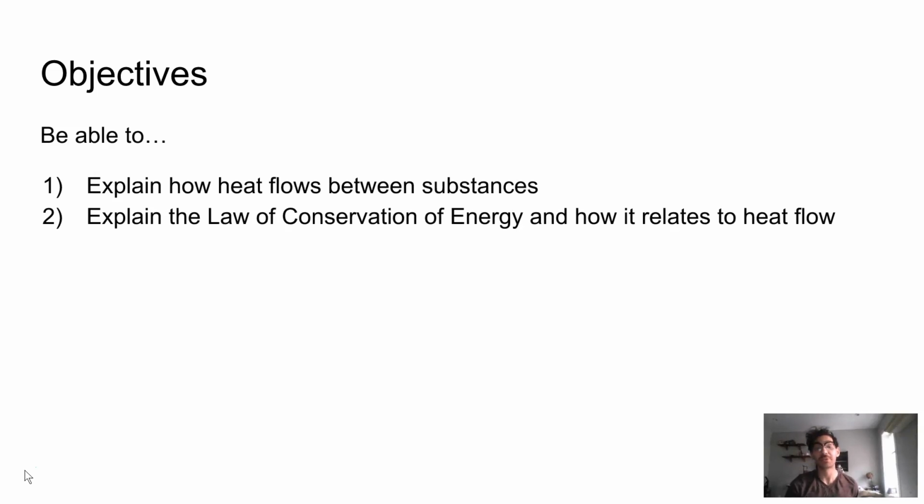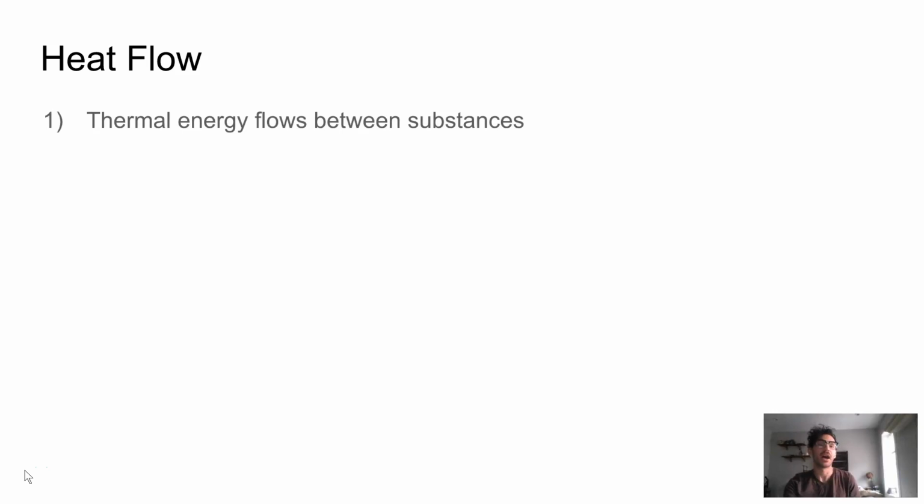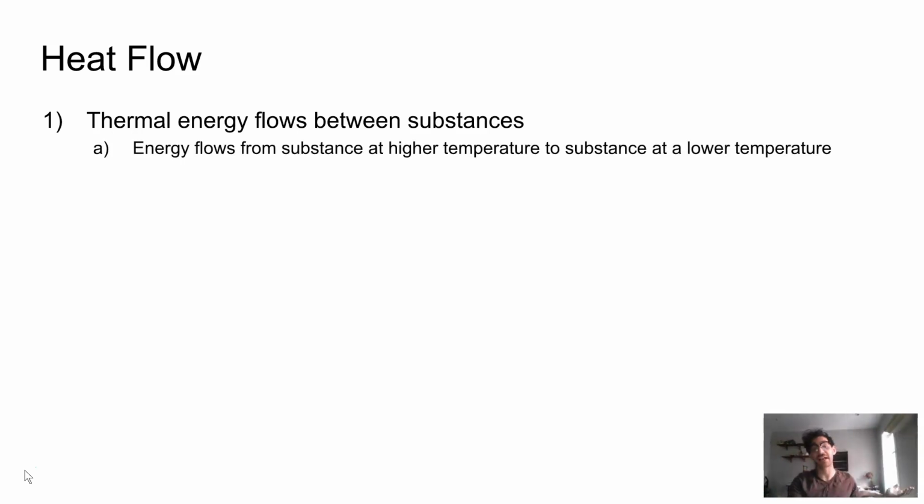I want you to be able to explain how heat flows between different substances and explain the law of conservation of energy and how it relates to heat flow. So heat flow, that's when thermal energy flows between substances. Like if I've got a cold glass of water in a hot room, the heat is going to flow from the room into my cold water. And so yeah, energy flows from a substance at a higher temperature to a substance at a lower temperature. Hot room flows into cold glass.